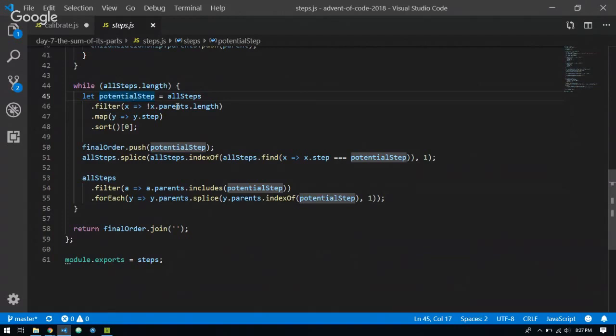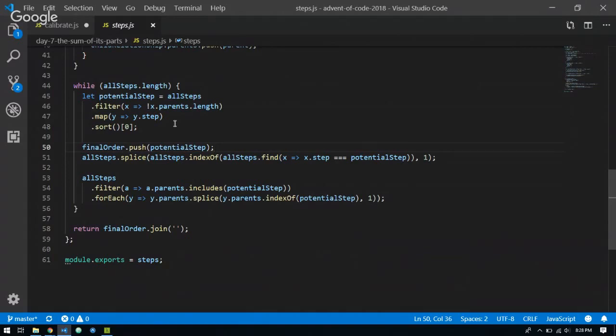So let potential step equal, I'm going to filter by those that are not the parent's length, map by the step, y not step, and then sort it. Final order dot push, potential step. All steps, I'm splicing it, all steps, index of the step that I found that is a potential step. And then out of the all steps, I filter those that include the potential step, and then for each step, I splice it. Wow, I was a lot smarter in December.